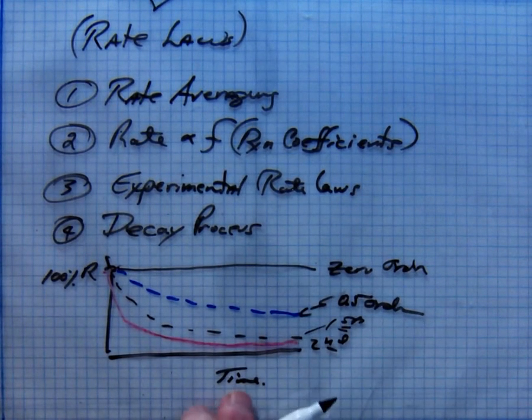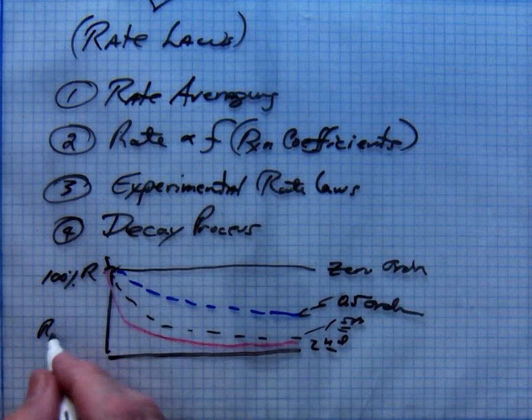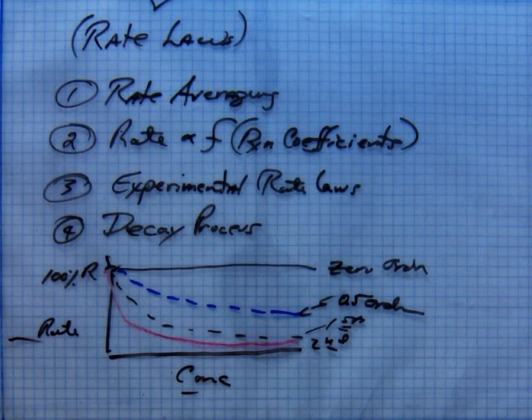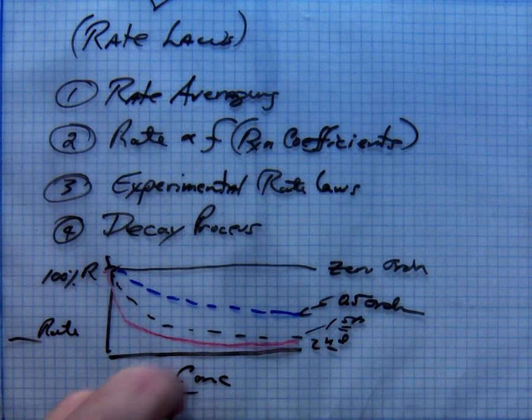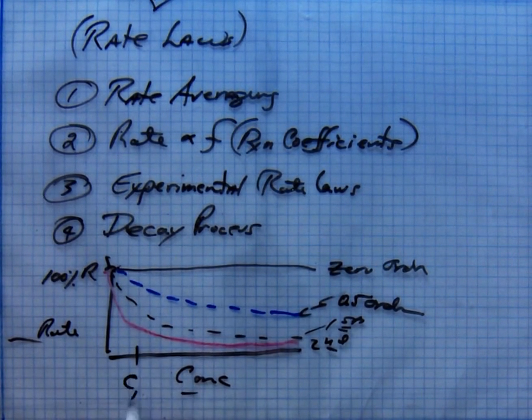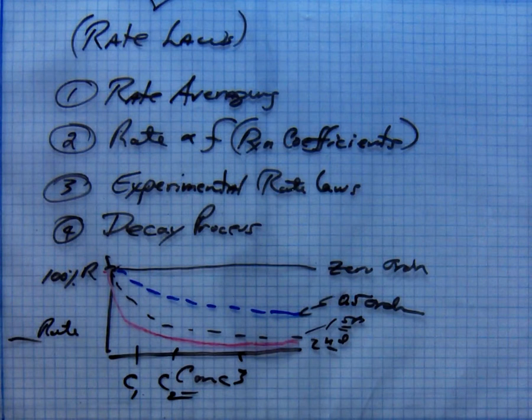Oh, this is incorrect. Sorry. This should be rate versus concentration. So, my bad. Senior moment. So if you want to see how the rate changes as a function of concentration, this is what you're doing. You'll have concentration number 1, you see what the rate does. Concentration number 2, see what the rate does. Concentration number 3, see what the rate does. That's the idea behind the decay process.